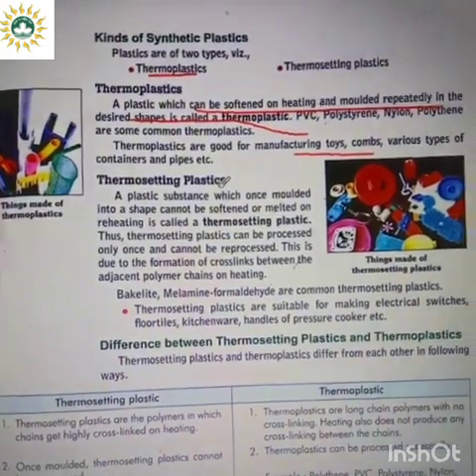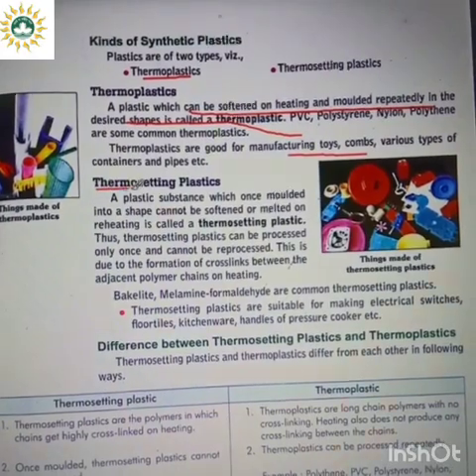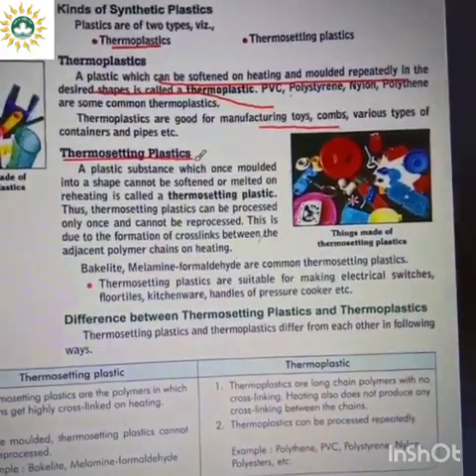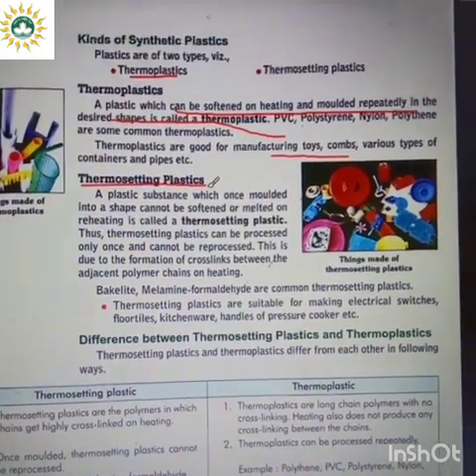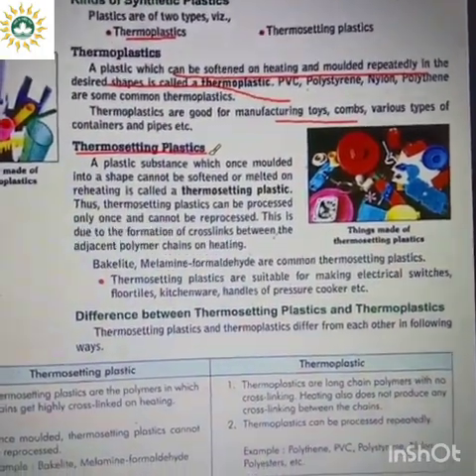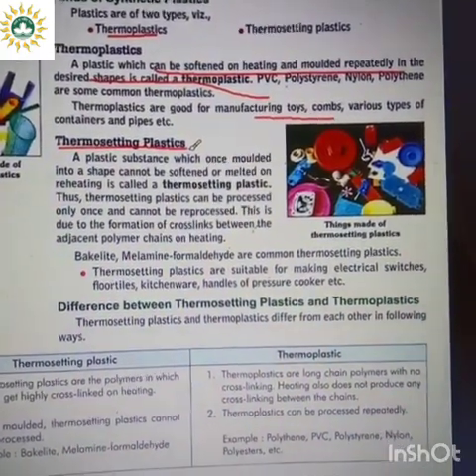Coming to the second type of synthetic plastic, that is the thermosetting plastic. Now, which ones are thermosetting plastics? They are suitable for making electrical switches, floor tiles, kitchenware, and the handle of our pressure cooker, which you must have seen. So they are the thermosetting plastics.